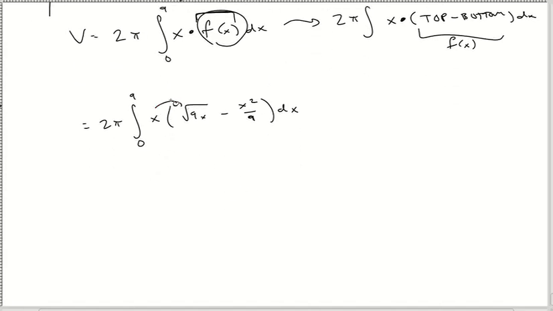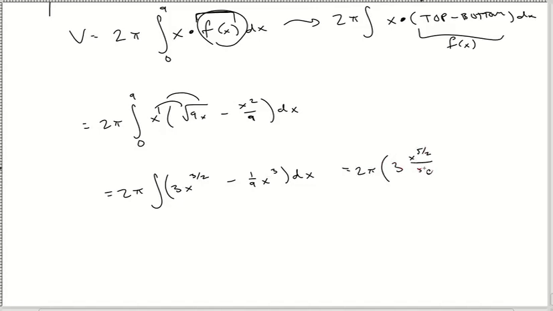So I'm going to distribute this in, we got a 3x to the 3/2. Again, I got a 1 power and a half power makes 3/2 power. Distribute your x in here. I get 1/9 x cubed. And again, both of those are dx. Now let's integrate. So I got a 2 pi in the front. Don't forget the pi, like I did last time. I'm going to add 1 to the power and divide by the new power. And so I get actually x to the 5/2 over 5/2. And I get this 1/9. And then I got x to the 4th over 4 from 0 to 9.